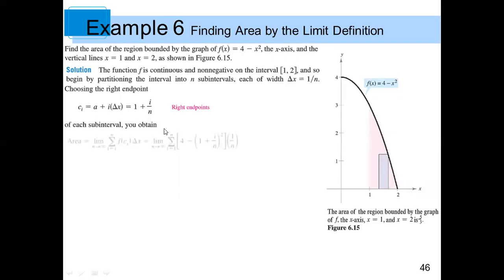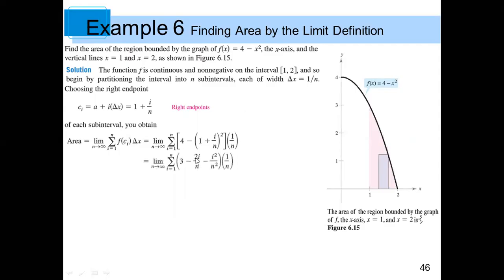All right, so then you would substitute 1 plus i over n into this function, so it's 4 minus the quantity 1 plus i over n squared, times delta x. Remember, this represents the height of each rectangle, and the 1 over n is our delta x, which represents the width. It's just area, base times height, width times height of each rectangle. The summation means you're going to get the area of each rectangle and then add them up.